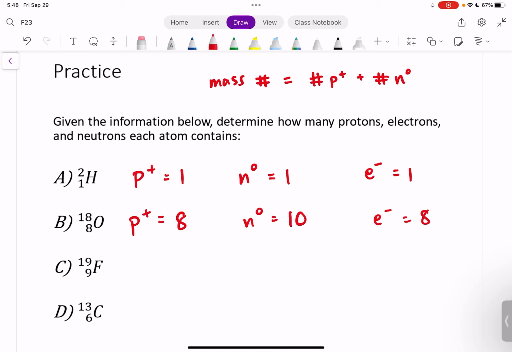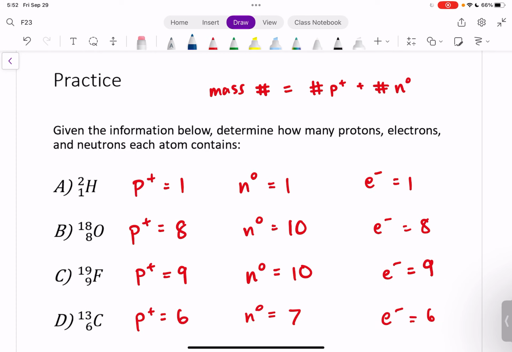All right, fluorine. How many protons? Yeah, 9. How many electrons then? Yeah, 9. And then how many neutrons? Yeah, 10. Because our mass number is 19, we've got 9 protons, so we're going to subtract those 2 numbers, and that's going to give us the number of neutrons. All right, so that's it for this video, but come back for the next one and we'll talk about isotopes.